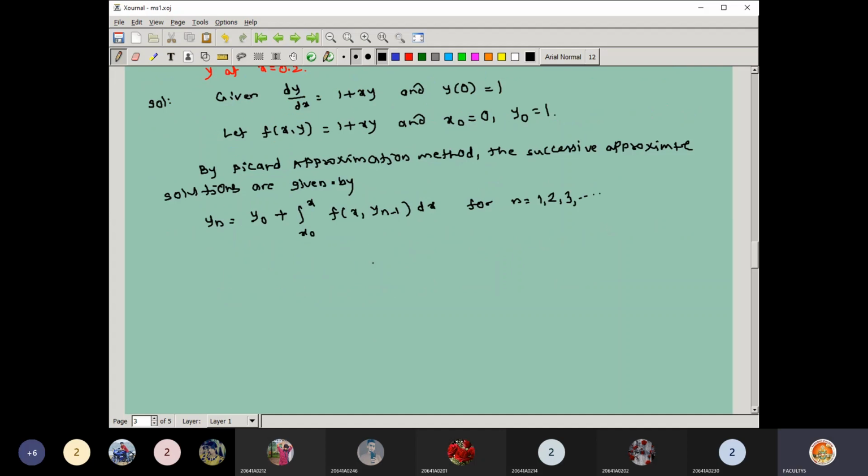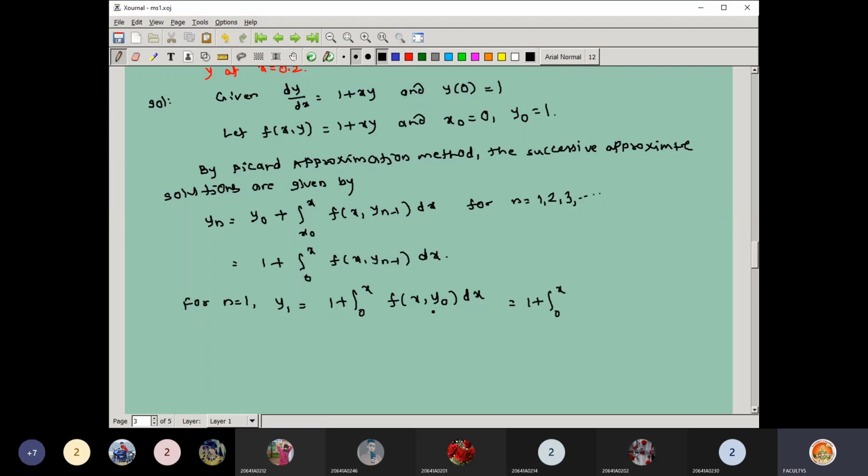So I'm just substituting the formula. So y n as per your given problem is 1 plus integral, x naught is nothing but 0, so 0 to x, f of x comma y n minus 1 dx. Now you go for the problem. For n equal to 1, first approximate, I just calculate the first one. So 1 plus integral 0 to x, f of x comma y naught, dx.